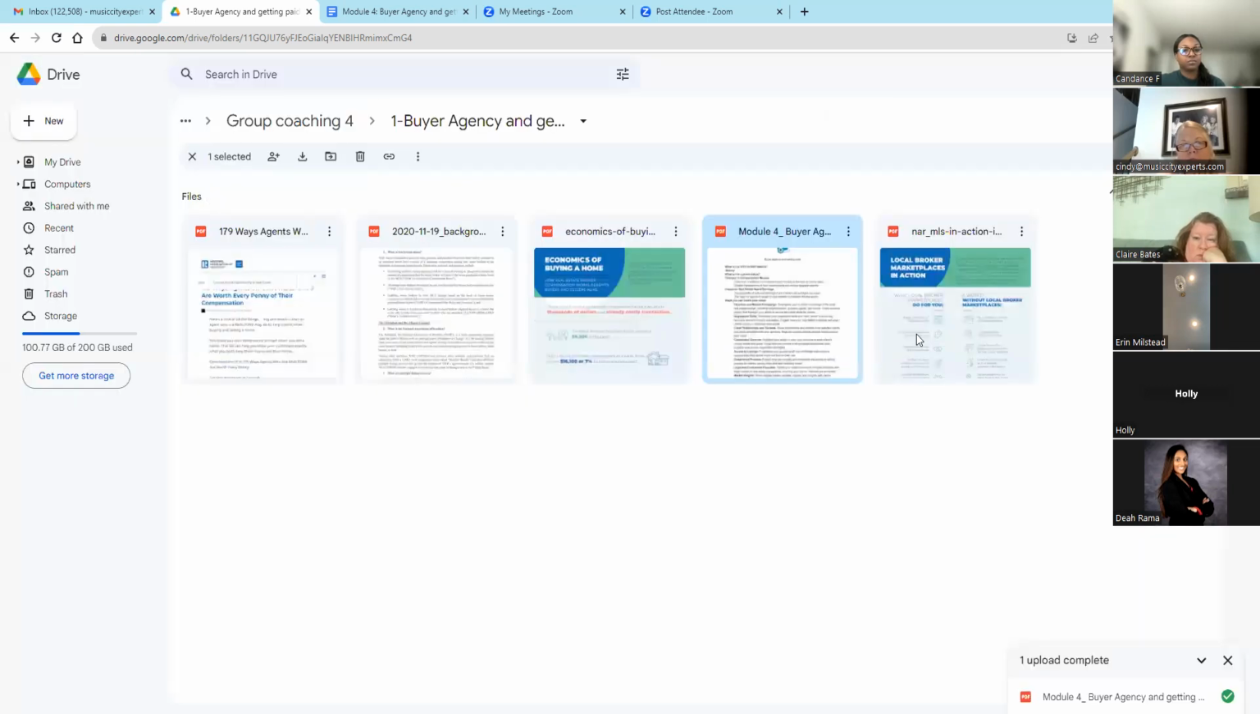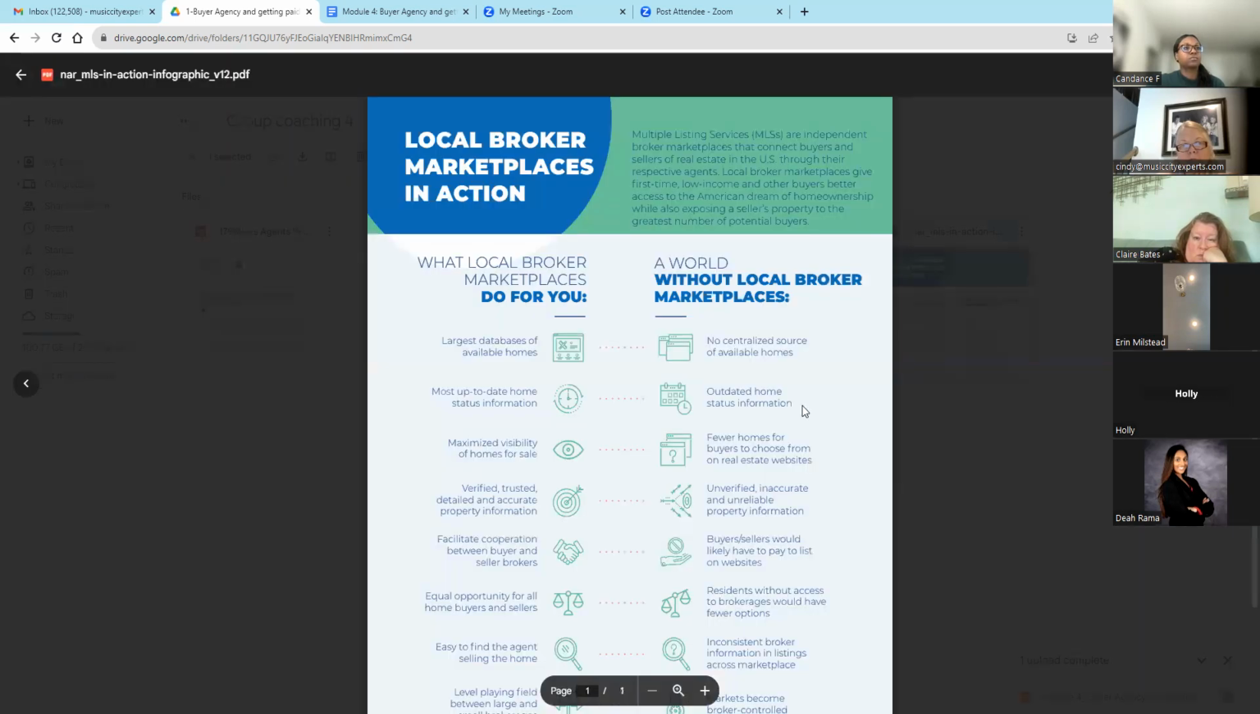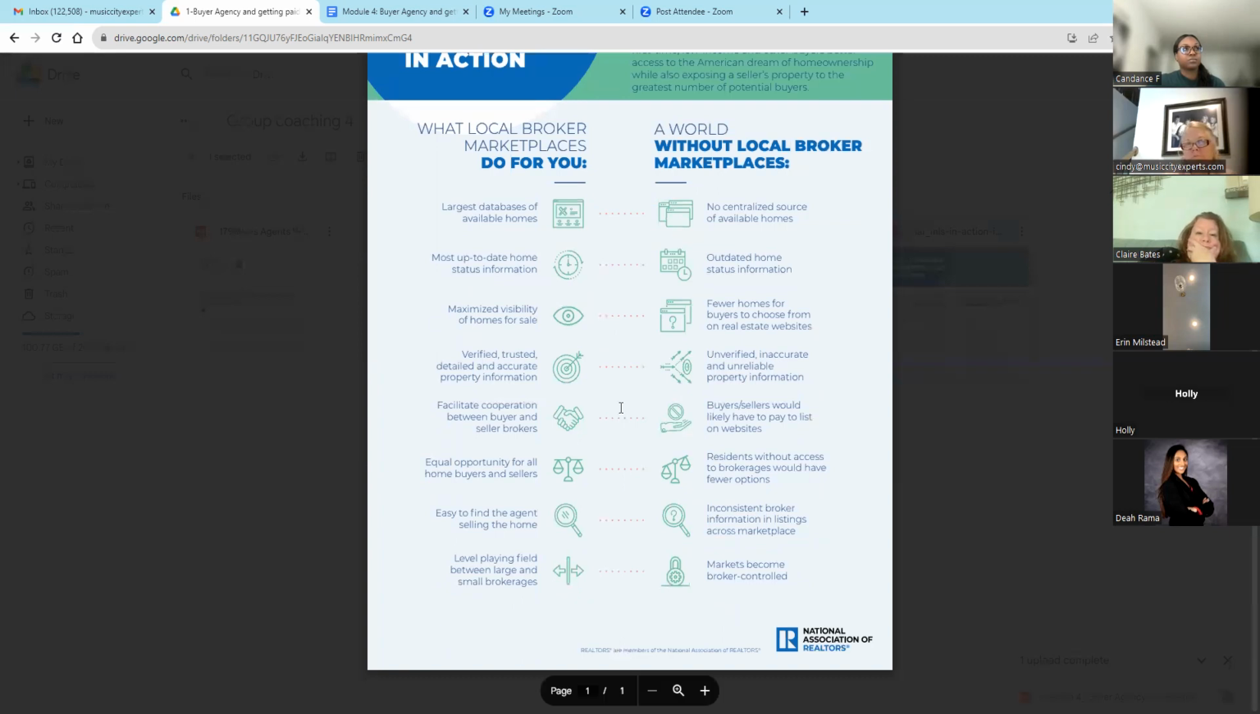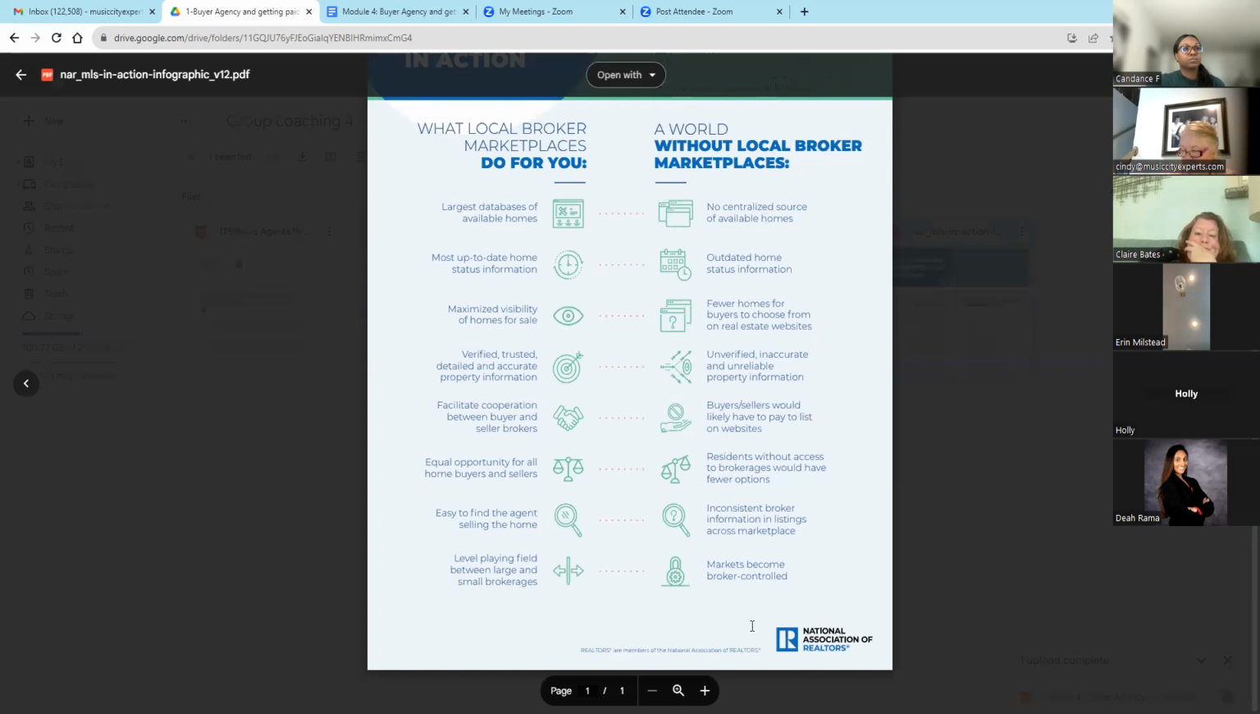There are a couple of things in that NAR website that I thought was helpful. One basically says, do you know what local brokers do for you? And this is a great infographic that basically educates the consumer about why you need me and how it would go if you didn't have representation.